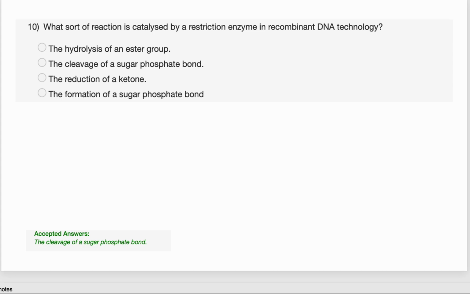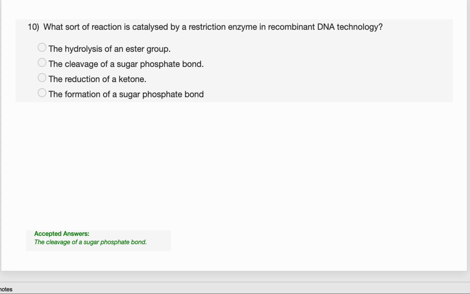I've discussed this, I don't know, not in detail though, but more or less in the session where we discussed replication, transcription, and translation. You can just look up restriction enzymes.